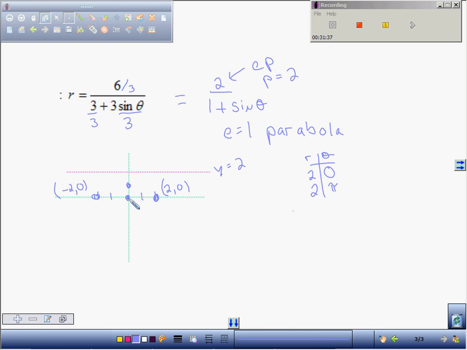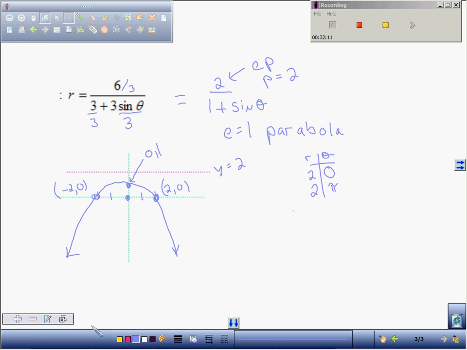Now I could plug in another point to find the vertex, but I know with a parabola that the vertex is halfway between the directrix and the focus, right? Because this distance from here to here, which is a, or p, and this distance from here to here, which is a, well, they're really the same thing, okay? So this parabola looks, this is the point over there, that's (0, 1), okay? And so this one looks like that, and for the parabola, that's all you really need to do.